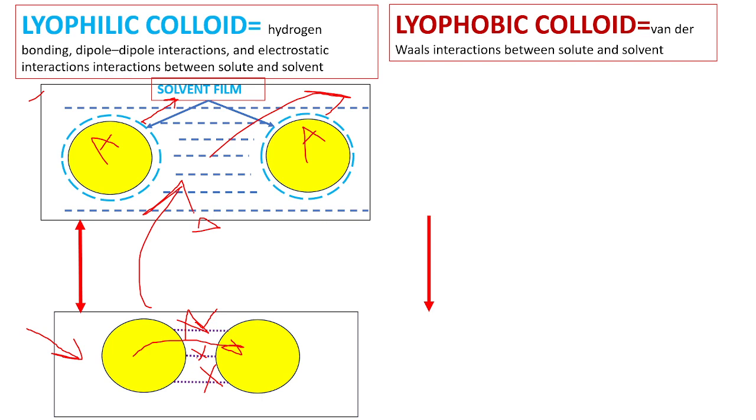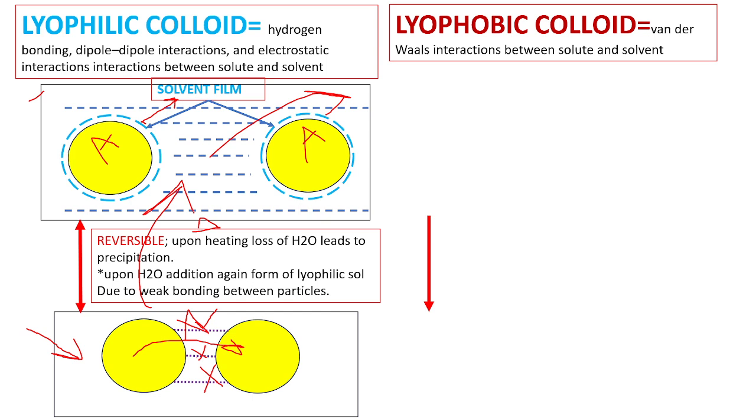We can call it a reversible colloidal system, because this first one can be converted into the second one, and again the second one can be converted into the first one. Hence it is bidirectional.